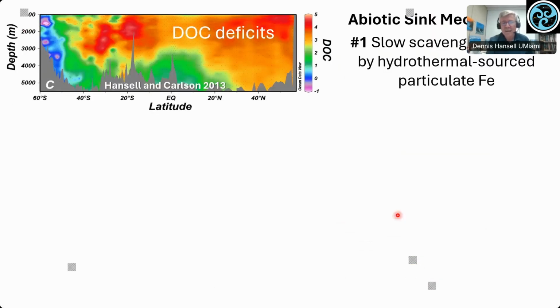So what's the mechanism for those? Because I don't think those are biological. The processes are way too slow. I mean, it's really slow. It's a 1,000-year type time frame. So I think they're abiotic. And so one would be possibly slow scavenging of DOC by hydrothermal vent release particles.